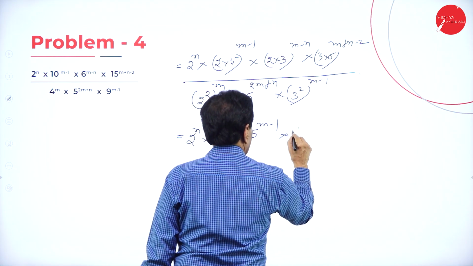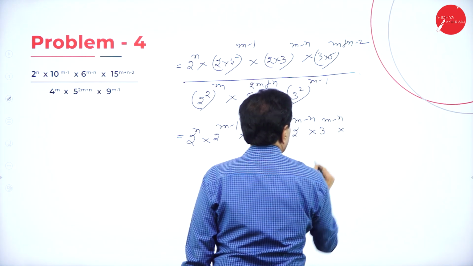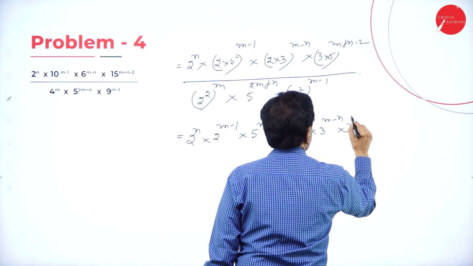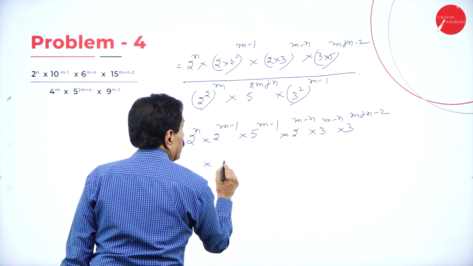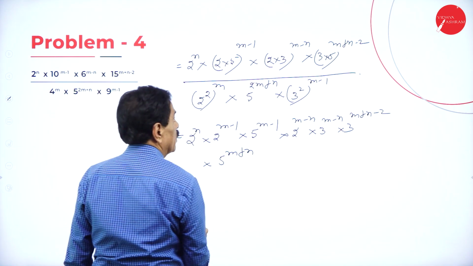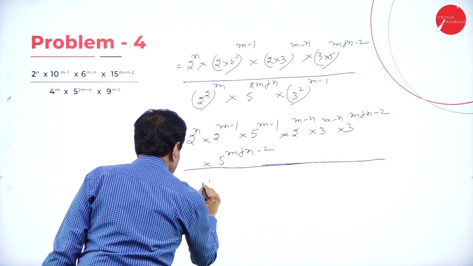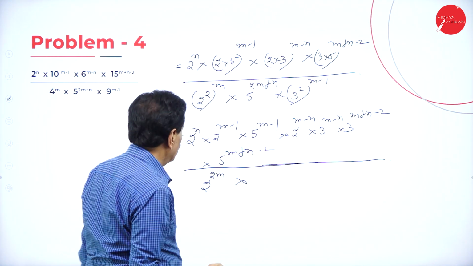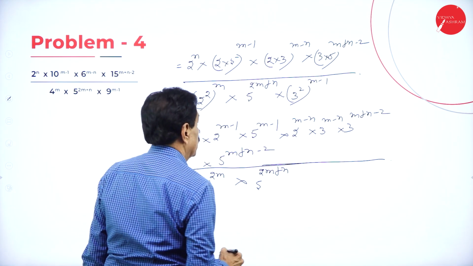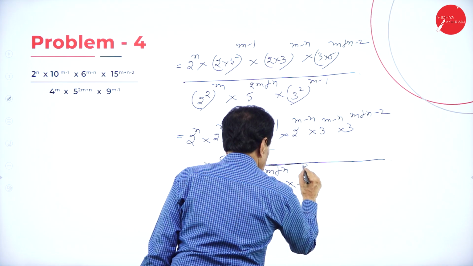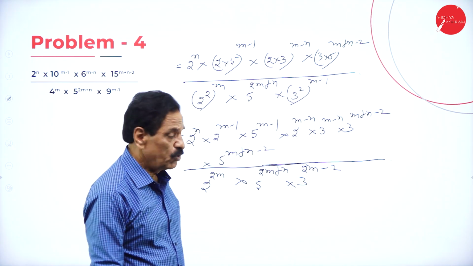into 2 to the power of m minus n into 3 to the power of m minus n into 3 to the power of m plus n minus 2 into 5 to the power of m plus n minus 2 whole divided by 2 to the power of 2m, then 5 to the power of 2m plus n into, multiply 2 into m, 2m minus 2. 2 into m, 2m plus into minus minus, 2 into 1 is 2.